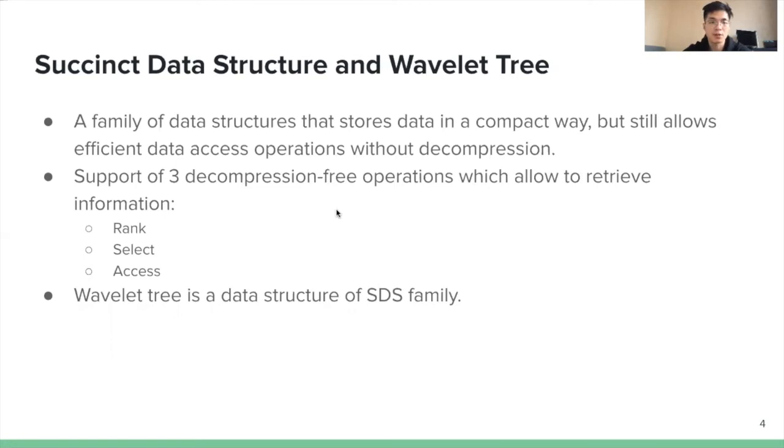This kind of data structure supports three different decompression-free operations which allow retrieving information. They are rank, select, and access. Rank serves as retrieving the number of occurrences of an element by giving a position. Select serves as retrieving the position of an element by giving its ordinal number. Access serves as retrieving the element by giving a position.